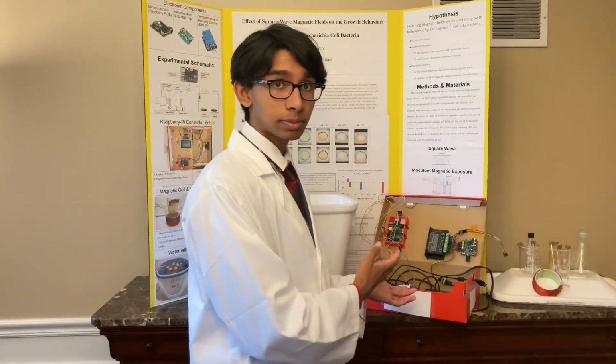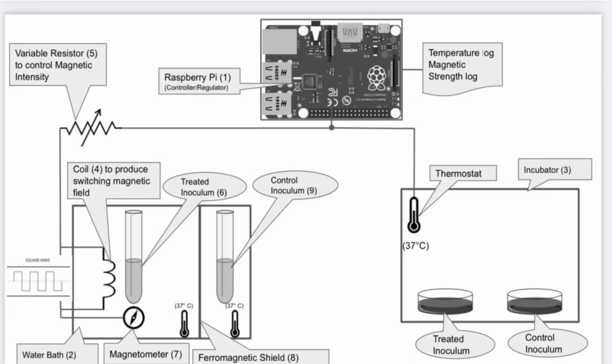The second strength I had was my automation. By introducing a Raspberry Pi into my experiment, I was able to automate processes within my experiment and save lots of time. And on top of that, I was also able to refer to the past data recorded and logged in order to see whether there were any mishaps in my project.